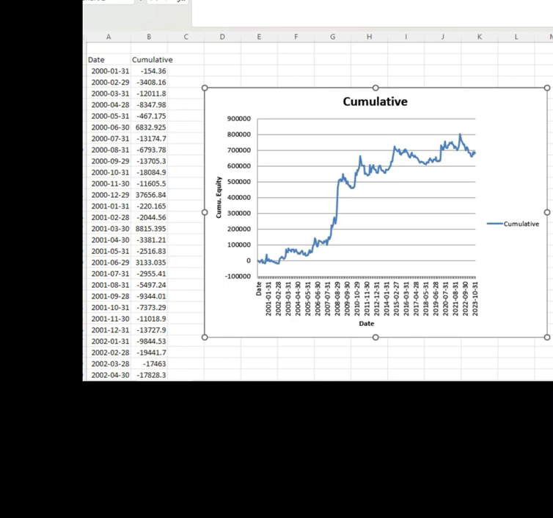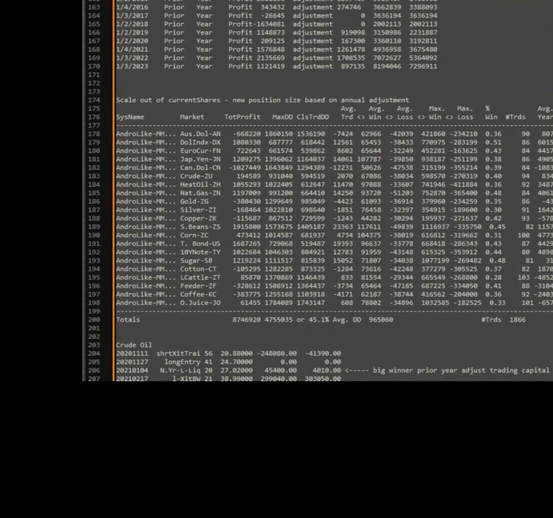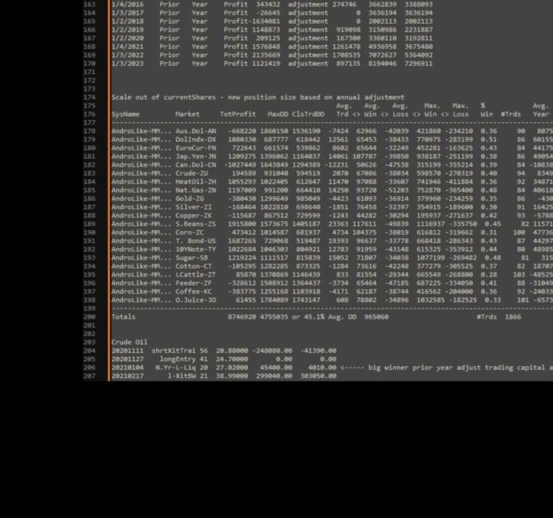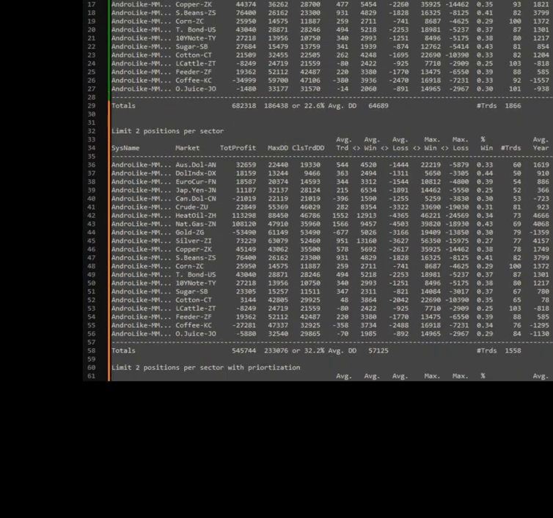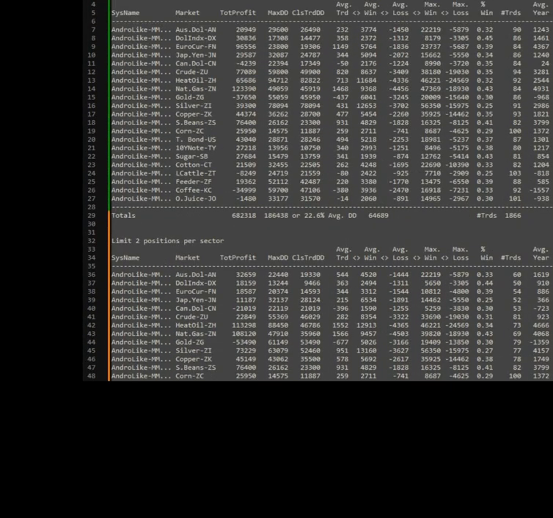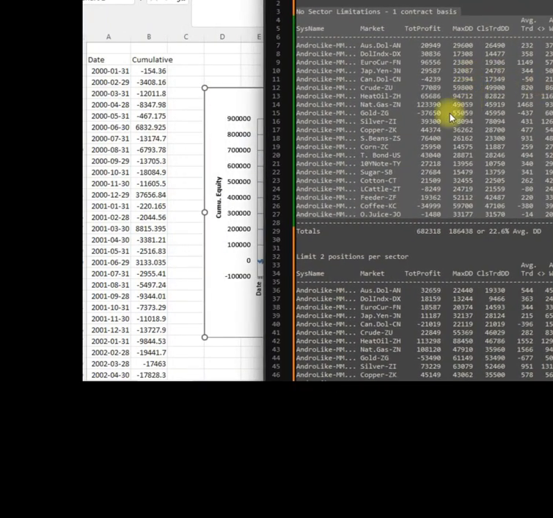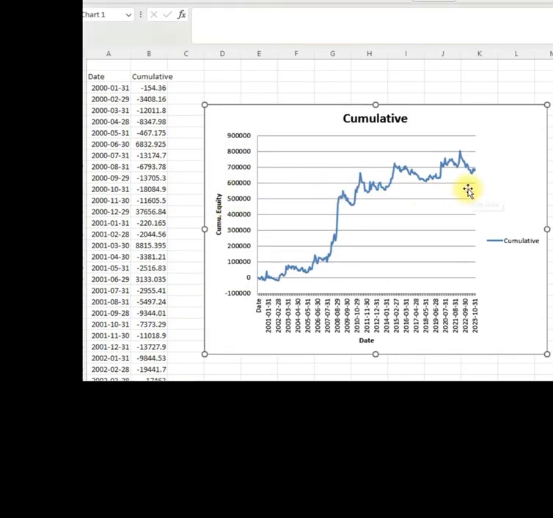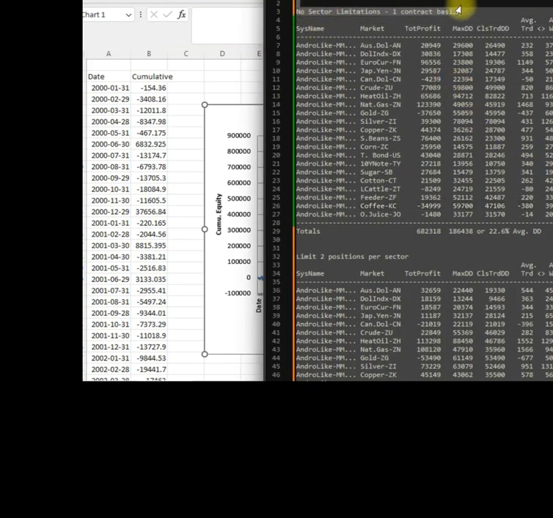I know it's getting long, but here are some of the topics I want to cover to just show you how powerful this Trading Simula 18 is. We did our first test. Right there it is. That's about the same. I think I made one modification, so this might be a little dated, but it's pretty close. Yeah, 682. And that's going to be no sector limitation, one contract basis.